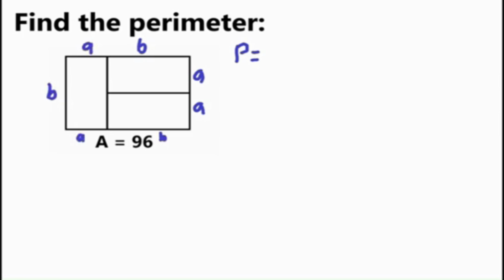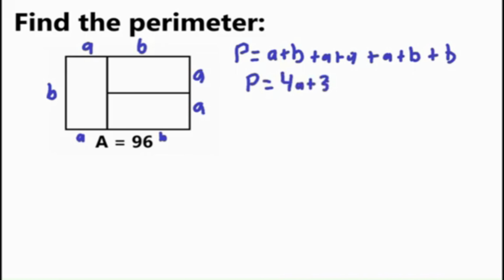So now the perimeter is everything that is around the rectangle, all the edges. So that will be, starting from here, A plus B plus A plus A plus A plus B plus B, okay? So in total, that gives us 4A plus 3B. So we know that now. We have one equation here with two variables, and we're going to eventually want to solve for these variables. This is the equation for our perimeter. But in order to solve for these variables, we're going to have to create other equations that contain these variables.